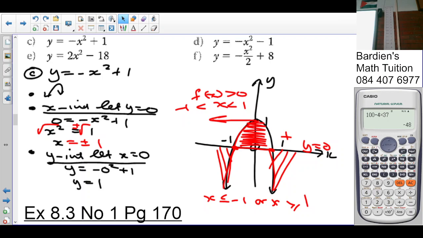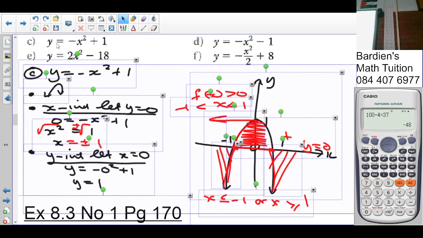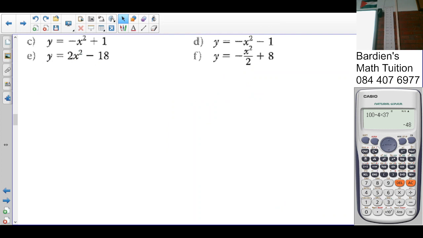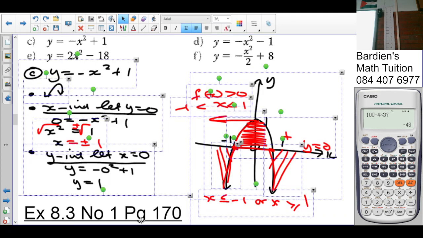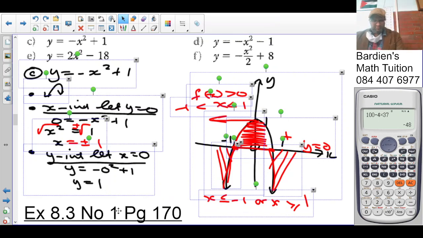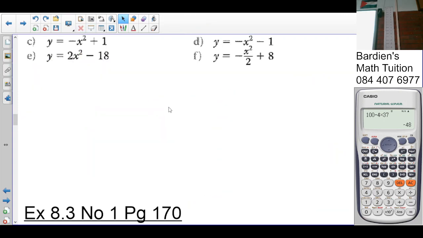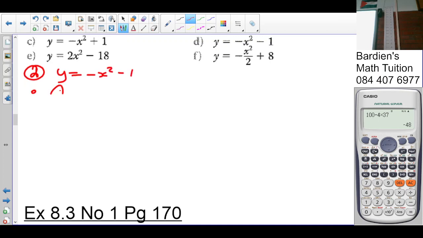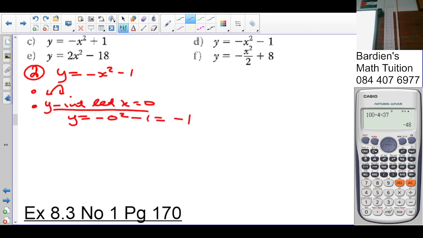Okay, we're going to move a bit faster now through D. You have y is equal to negative x squared minus 1. So firstly the graph is frowning. Secondly, you work out the y-intercept. What do you do for y-intercept? Let x equal to 0. So y is equal to negative 0 squared minus 1, which is negative 1.